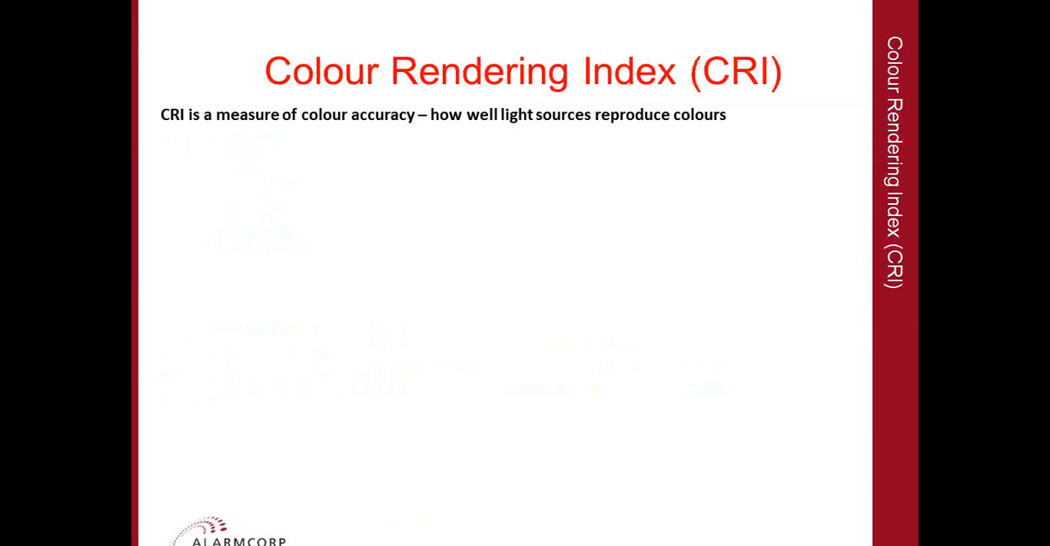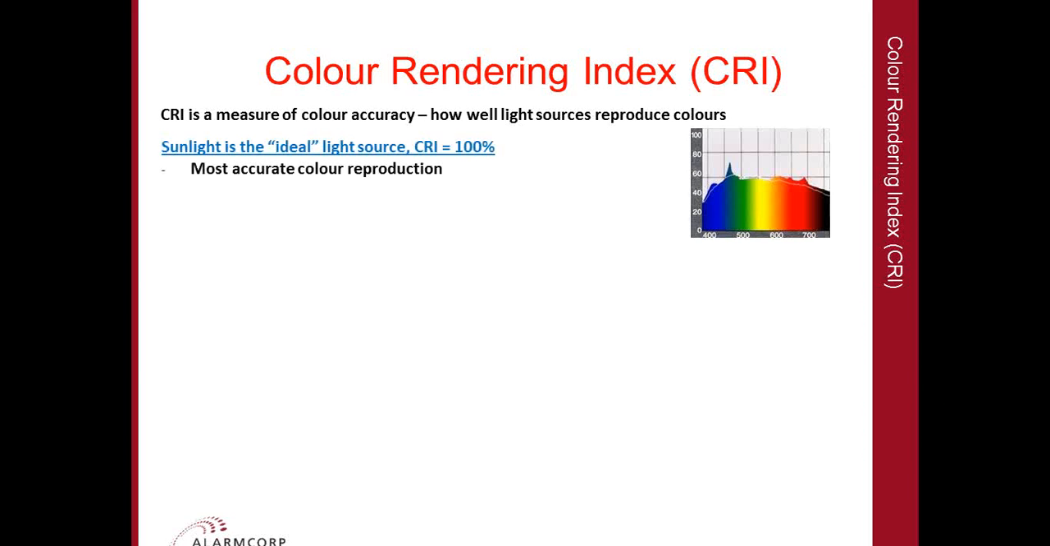Okay, the concept of color rendering index, or CRI, this is a measure of color accuracy. In other words, how well the light sources reproduce colors. Sunlight is the ideal light source. Its CRI is deemed to be 100%. So sunlight gives you the most accurate color reproduction. And again, this is because the spectrum of sunlight contains all of the colors in fairly even percentages.